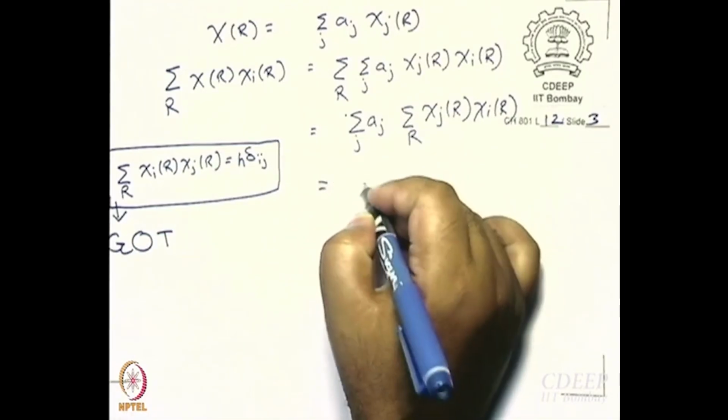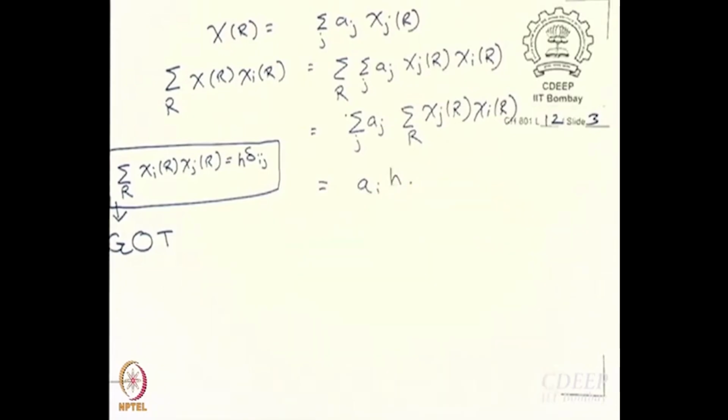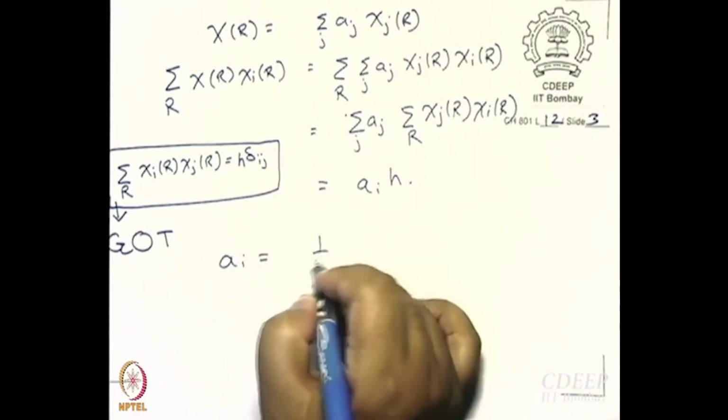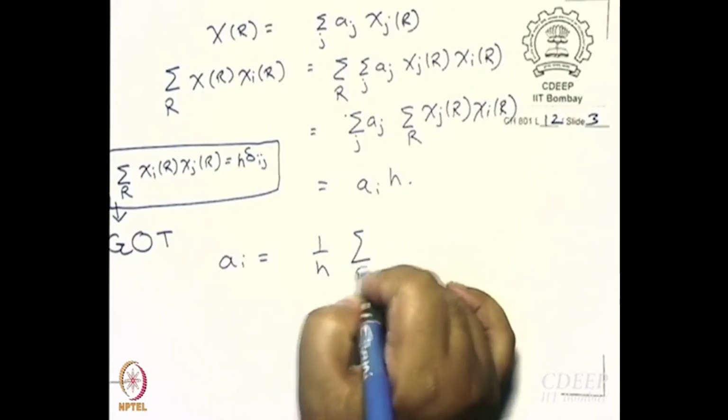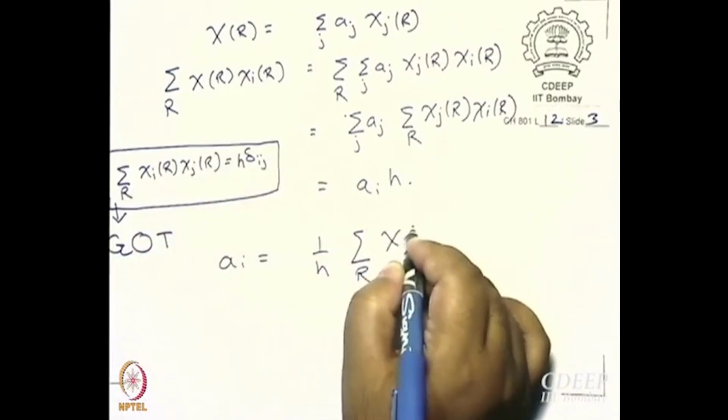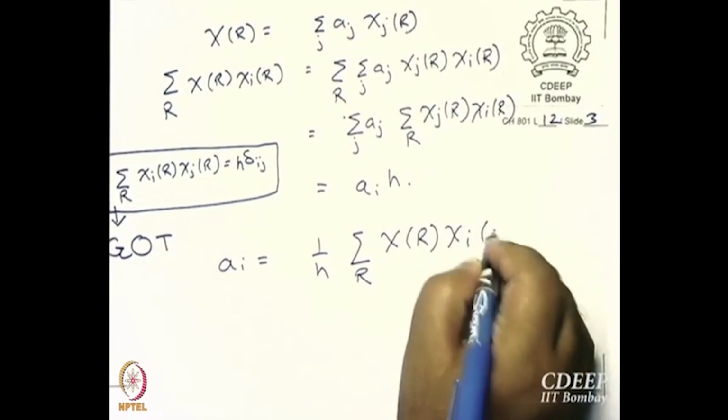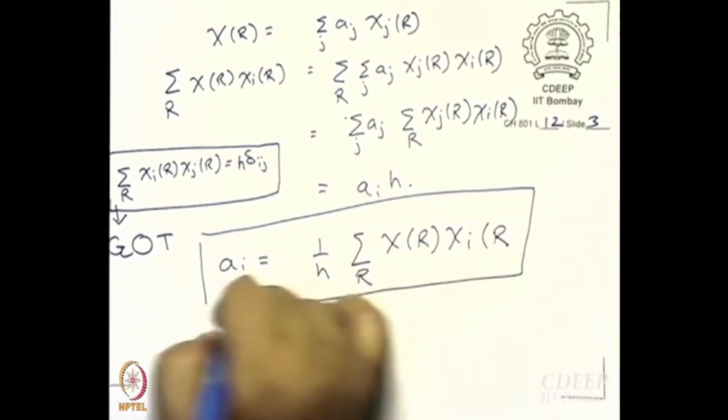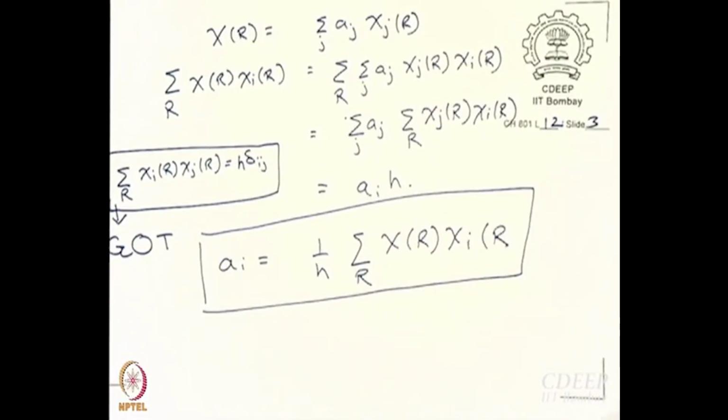So will you allow me to write it like this? AI into H, right? That is a nice relation. So what is AI then? 1 by H sum over R, left hand side hasn't changed, chi of R, chi I R. Okay? So this is a relationship that I want you to remember. Even if I barge into your room in the middle of the day, wake you up, and ask you what the relationship is. Alright? We will use this very frequently. So what does it mean? That means the coefficient is 1 by H sum over R, chi of R, chi I R.